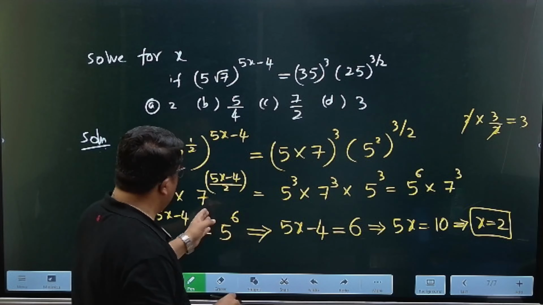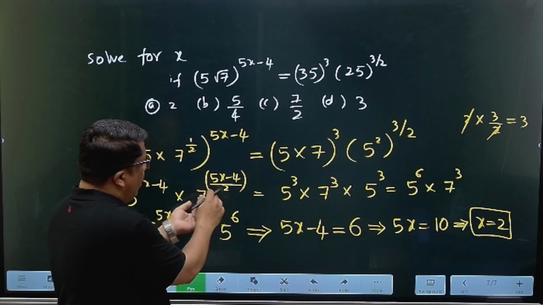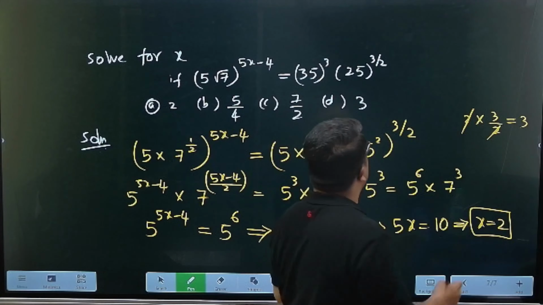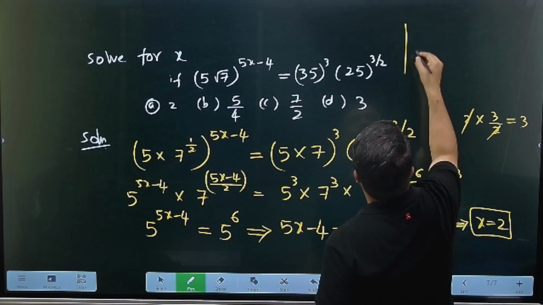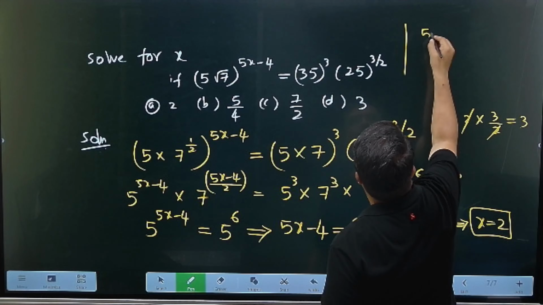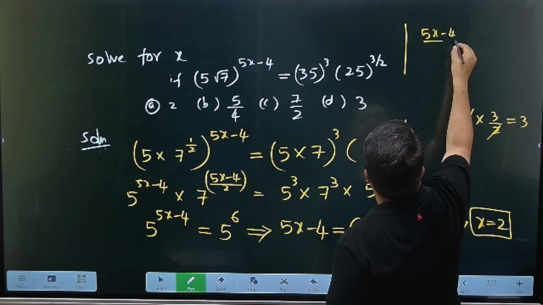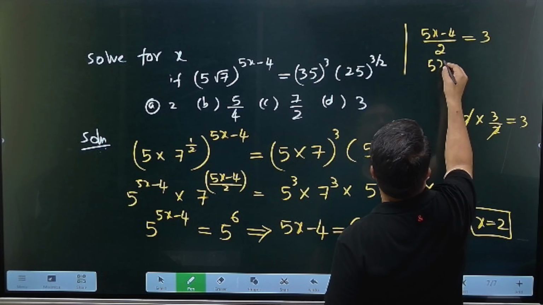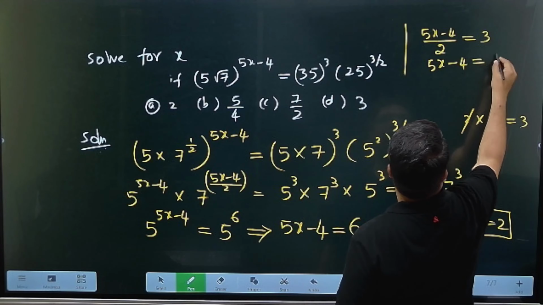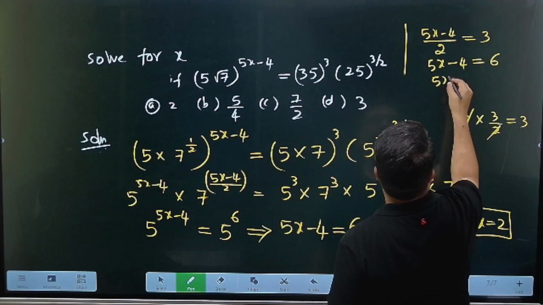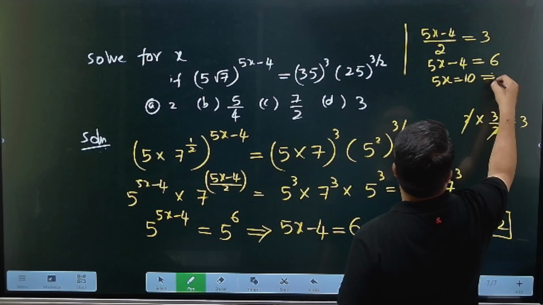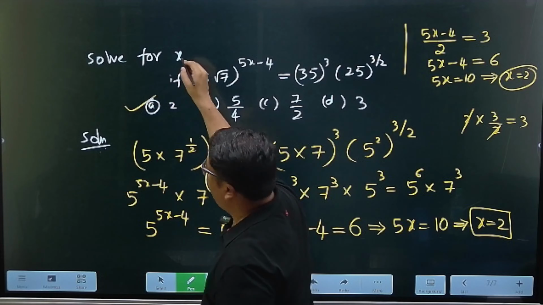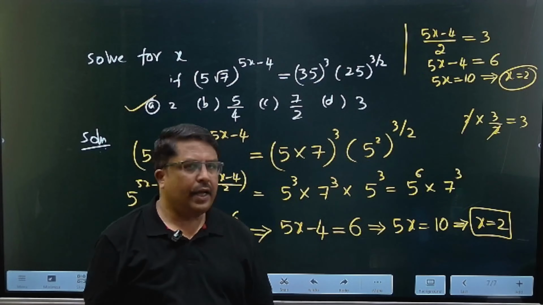Okay. Even if we equate this, 7 to the power of 5x minus 4 by 2 is equal to 7 raised to 3, then we will get the same number. This is 3, 5x minus 4 is equal to 6, 5x equal to 10. So x equal to 2. So the answer is A.